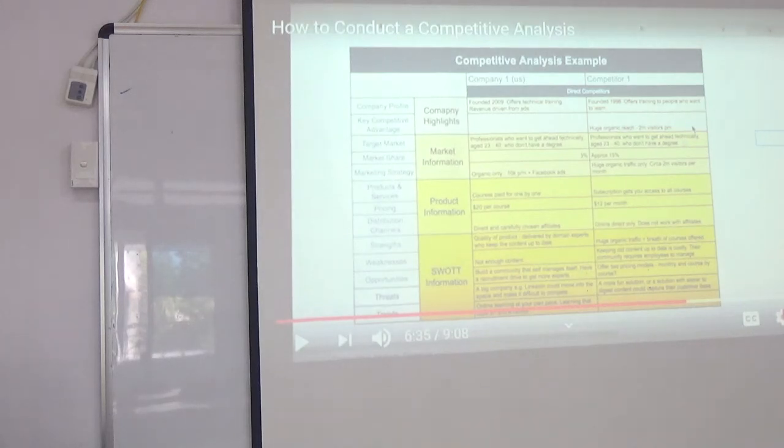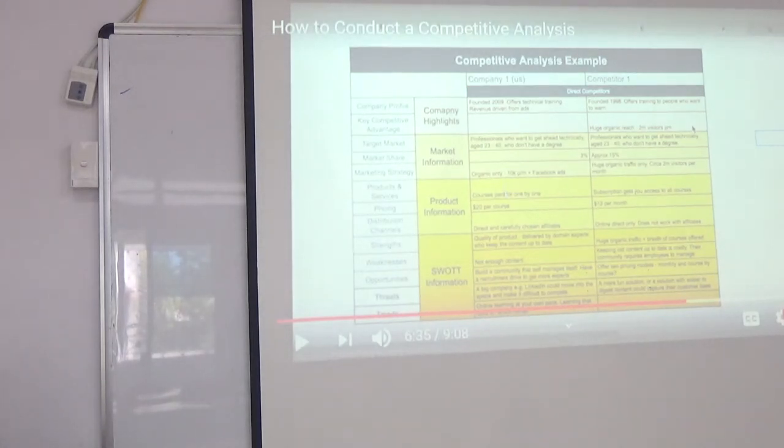Market information, same. Target market, different market share. Marketing strategy. Organic means that people share the information mouth to mouth. It's like viral marketing. They rely on friends telling friends, and some Facebook ads. And these people have organic traffic per month online. Product information, what are the products? This is very limited, but it's just an example.